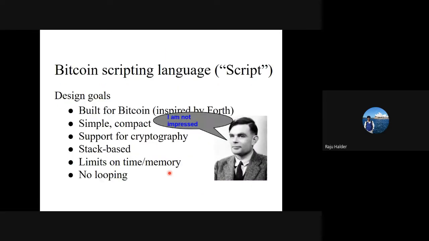So therefore, do you know who this person is? Alan Turing. Yes. So Alan Turing is not happy with this language because it is not Turing complete. This language cannot solve. I think there is some echo. If you can mute your mic.